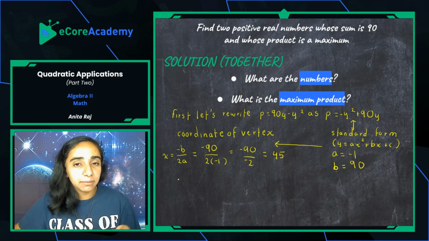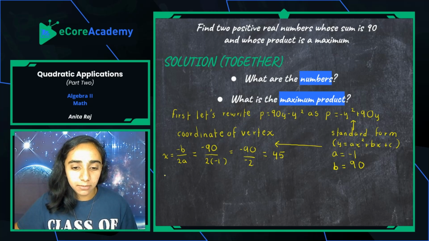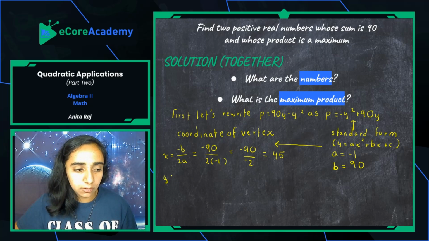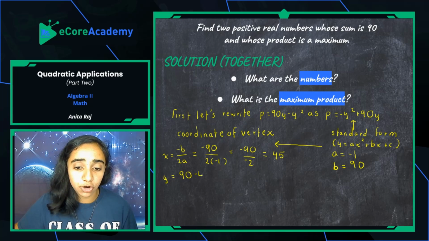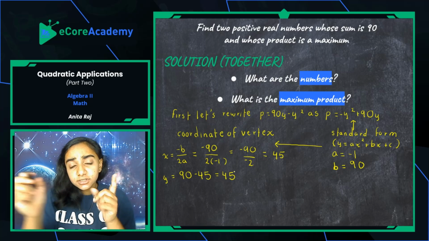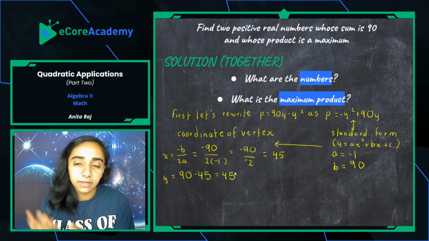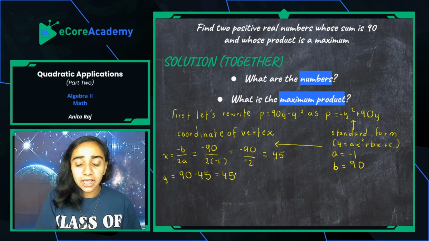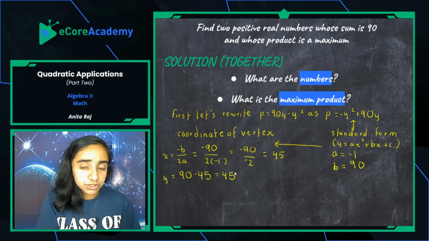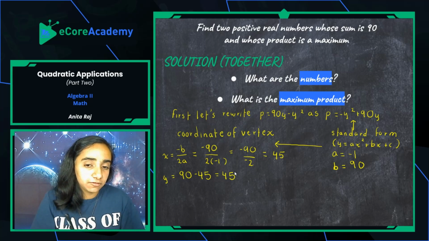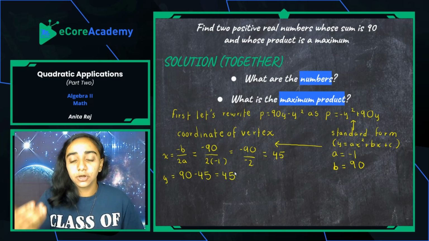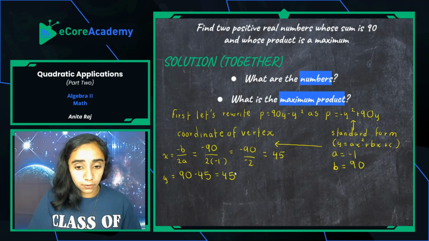Our y value, remember, was our second number. So I'm going to write here y is equal to our sum, which is 90, minus 45, which is our first number. And that is equal to 45. So remember, the first number plus the second number have to equal 90. Therefore, we just reversed it and we said that 90, which is our sum, minus the first number, which is 45, should give us our second number, which is y, which is also 45.